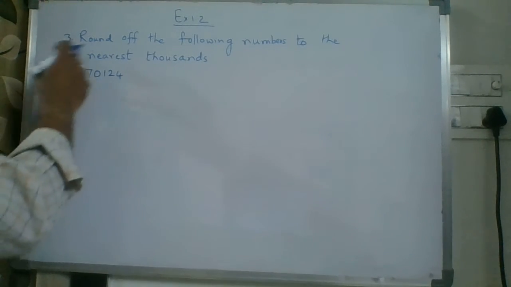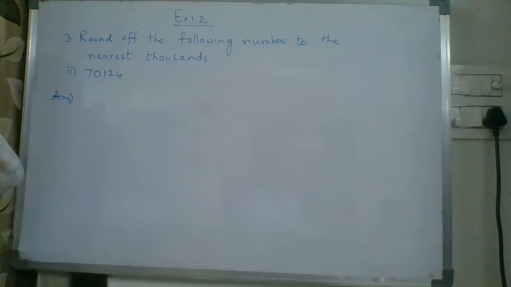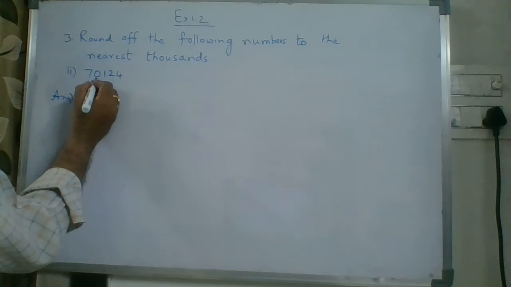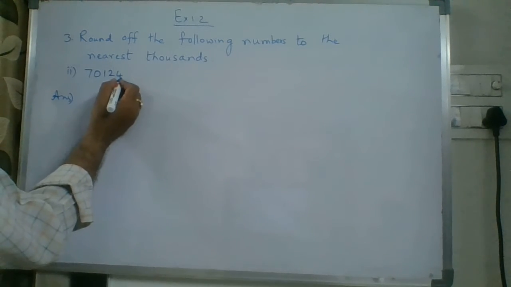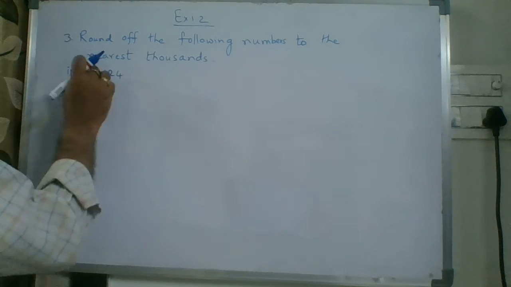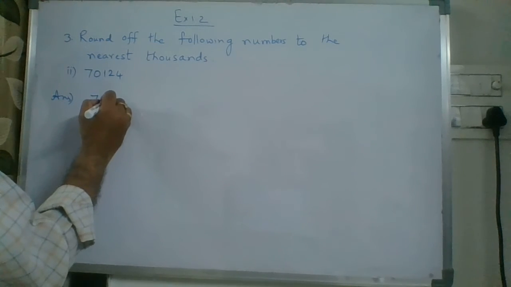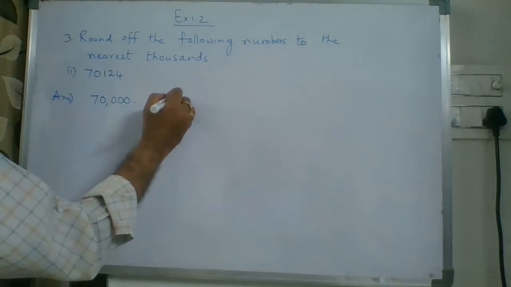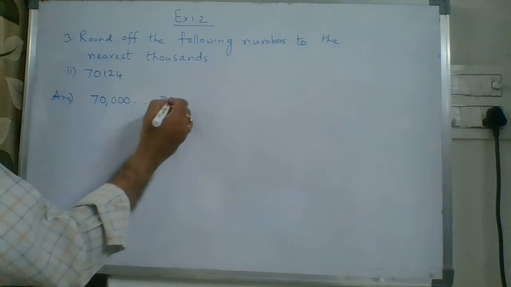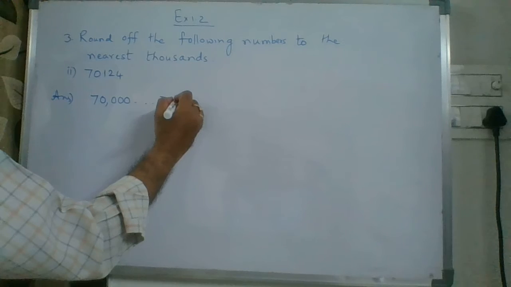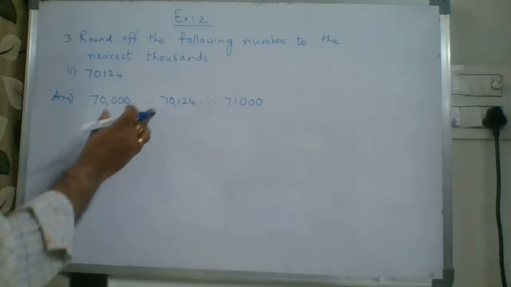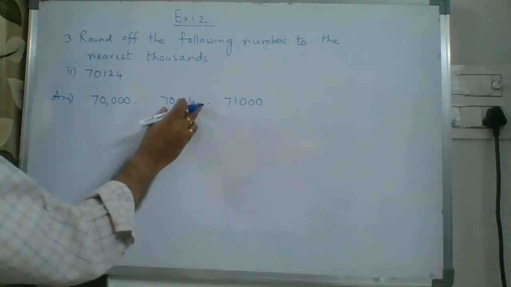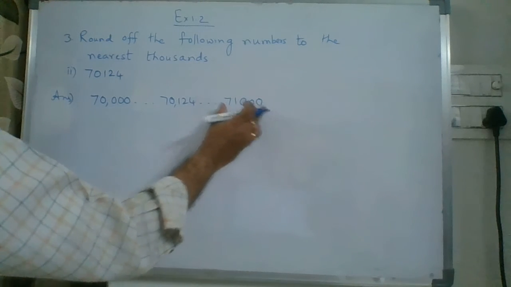See now, the third question is we have to round off the number to its nearest thousands. Now, in thousands place it is 0 here, isn't it? So 70,124 means what? This number lies between 70,000 and the next thousand, if you add, it will be 71,000, isn't it? 70,124, and this will be 71,000. So, which is nearer to 70,124? 70,000 or 71,000? Find out.